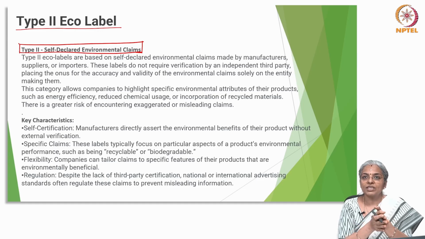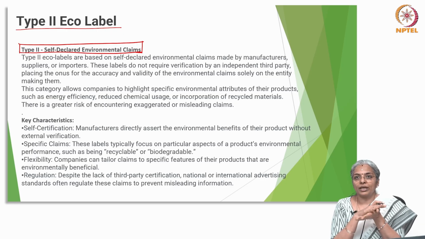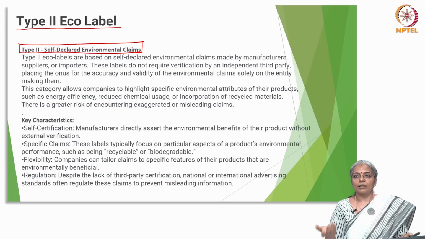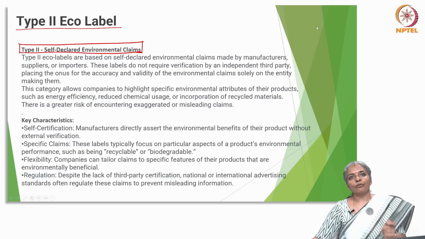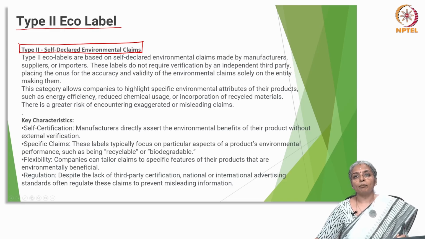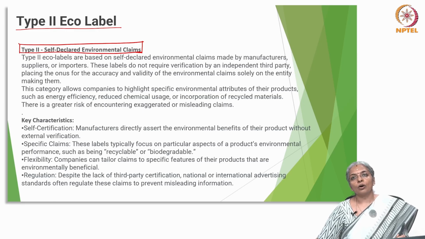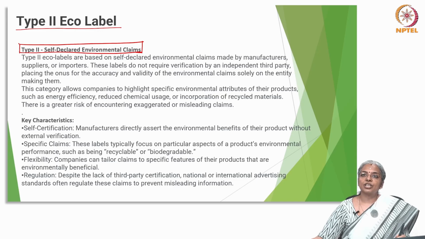We saw that type 1 is verified by a third party, and then we have the type 2 eco label, which is self-declared environmental claim. So, this type 2 eco label, this is based on the self-declaration in terms of environmental aspect made by the manufacturer, supplier, or even the importers. So, these labels do not require verification by an independent third party, and therefore, the accuracy of the claim made as far as the environmental repercussion is the onus of its accuracy is largely on the entity who declares it.